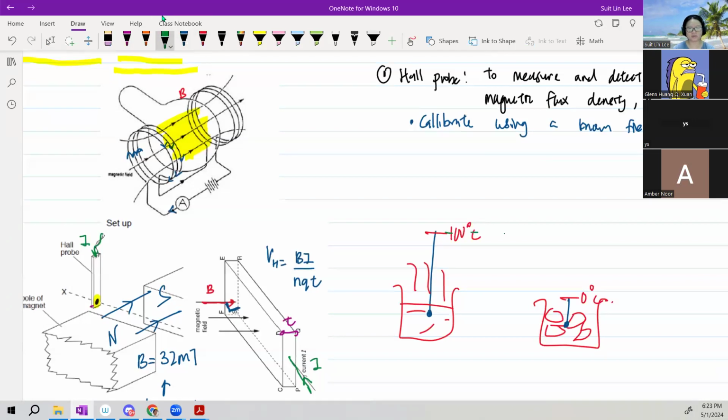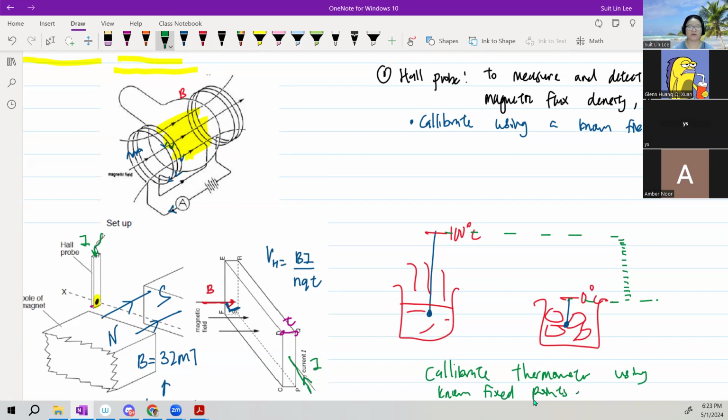Now, what happens between 100 and 0? You draw a bunch of intervals and you make your thermometer. I just described the process of calibrating a thermometer using known fixed points: boiling point and melting point.